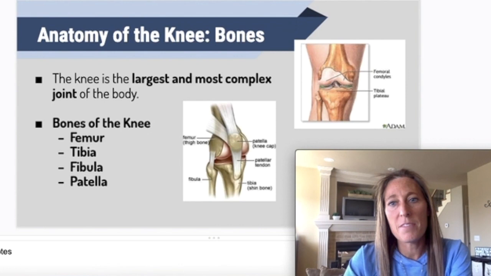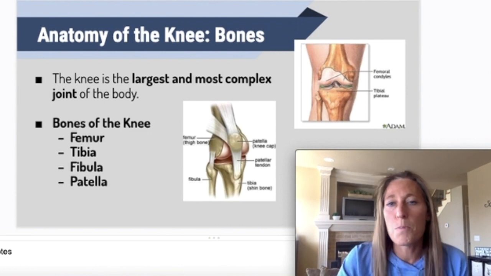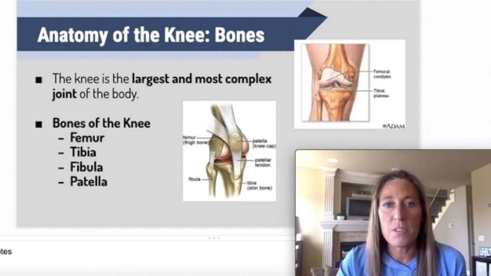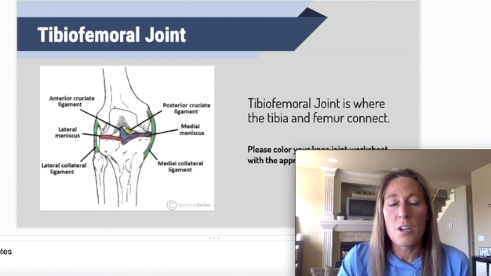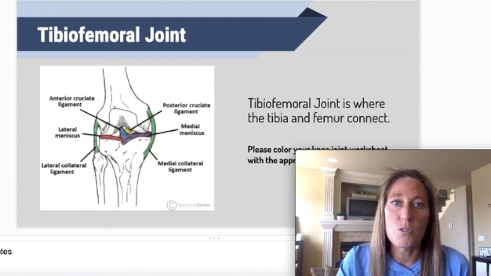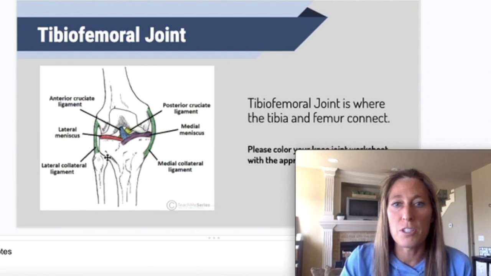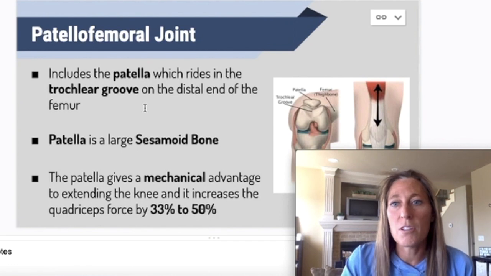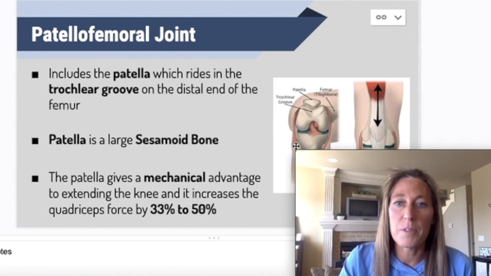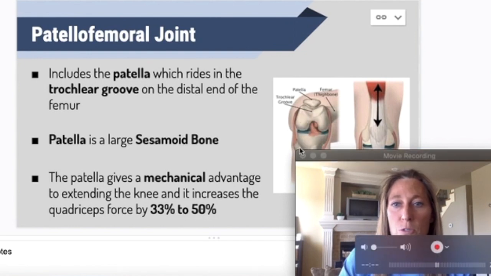All right, the anatomy of the knee. There are 4 bones that make up the knee joint: the femur, the tibia, the fibula, and the patella. We talked about the different joints within that, the different parts of the joint. We have the tibiofemoral joint, which is the tibia and the femur. We also have the patellofemoral joint, which is the patella rides in the trochlear groove of the femur. And then one that we didn't talk about was the tibia and the fibula joint, which is right here.